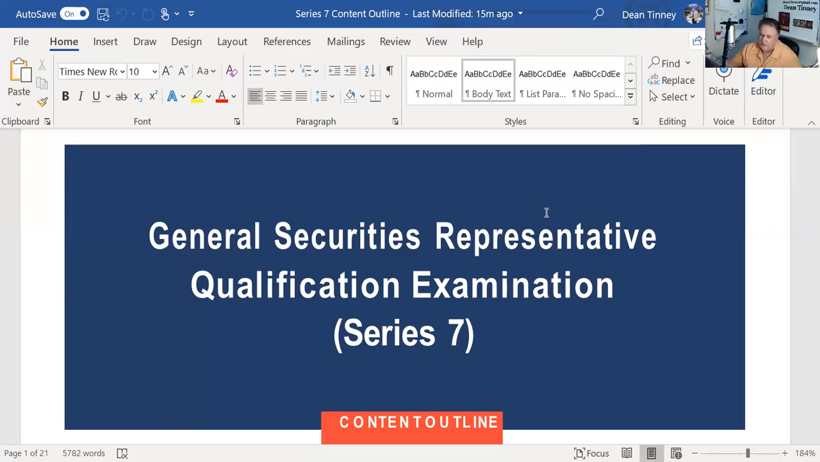We're going to go through the high risk areas, ask you to print this out. In fact, if you haven't printed this PDF from the FINRA website, please do so because you'll need it if you're going to participate in future lectures based on the content outline.